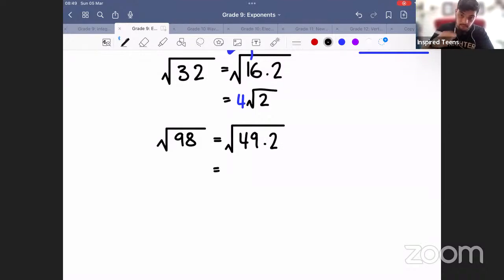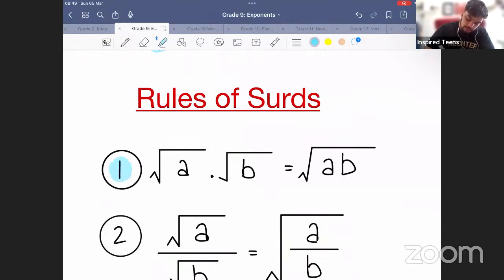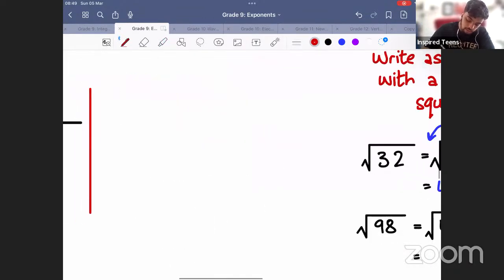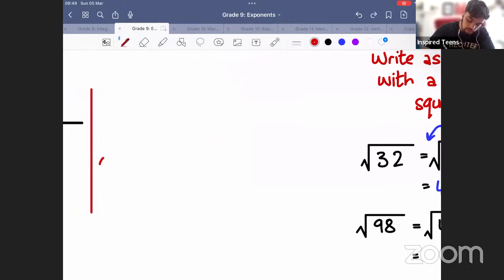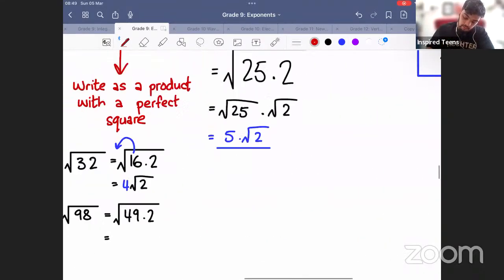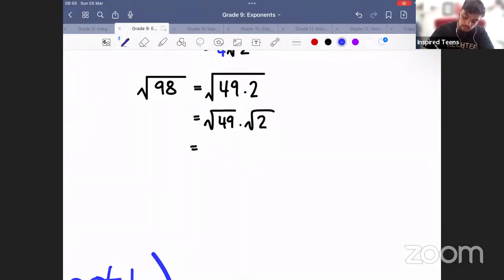Okay, so now I'm not going to skip the step and I'm going to show the long way. So remember this rule, right? We're going to go through all the surd rules next time, but this first rule is key for now. When I have the square root of x, y, I can simplify this as square root x times square root y. So in this case, I'm going to say square root 49 times square root 2. Square root 49 simplifies to 7, and I'm left with root 2.